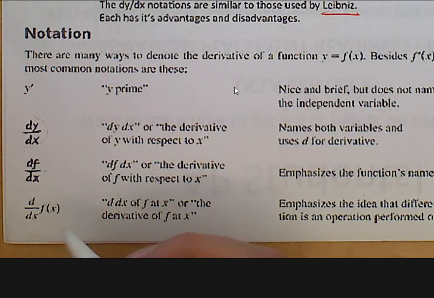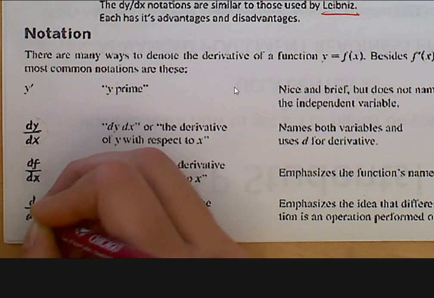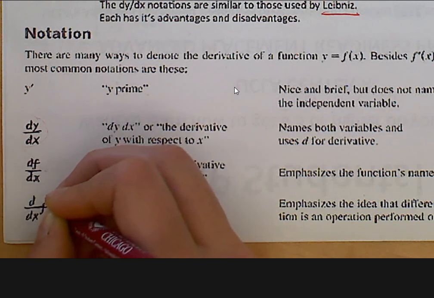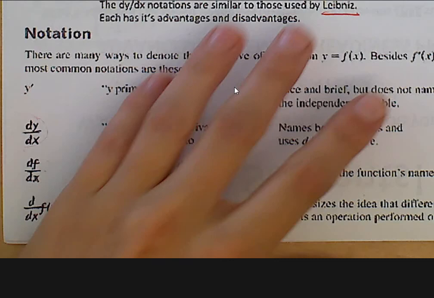And then this is a third way this could be written. This is really making it clear that differentiation is an operation that we're performing on the function. All of these mean the same thing. They all mean take the derivative. Okay. So we're just going to apply this.